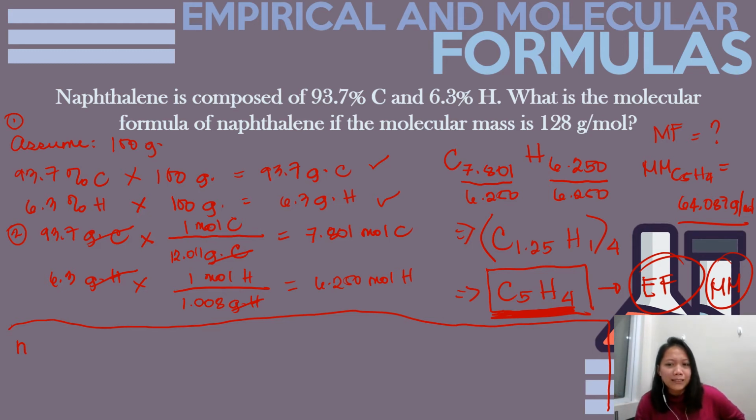So, kailangan malaman natin what particular whole number are we going to multiply this one for us to solve for the molecular formula. So, your N here is equal to the molar mass of your molecular formula or the actual. Usually, it's always given in the problem. And that would be 128 grams per mole. And that, we have the molar mass of your empirical formula.